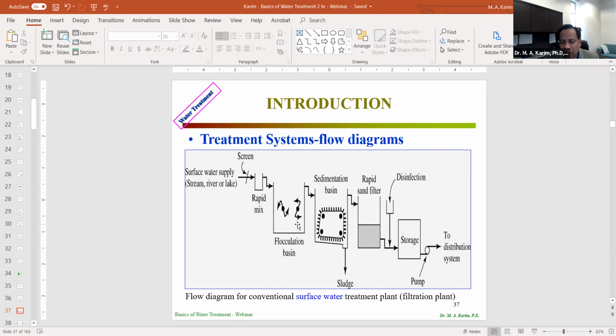We do a little bit of chemical addition over there, mainly aluminum sulfate or ferric chloride. Then we stir it a little bit, mixing them. Then the particles come together, smaller particles become bigger particles, and it goes here and settles. Then it goes to a rapid filtration system, then disinfection, and goes to storage, then is submitted to the pump house.